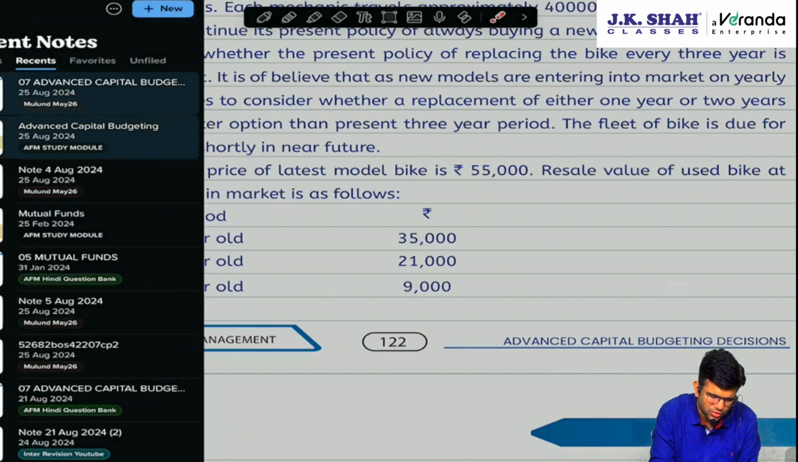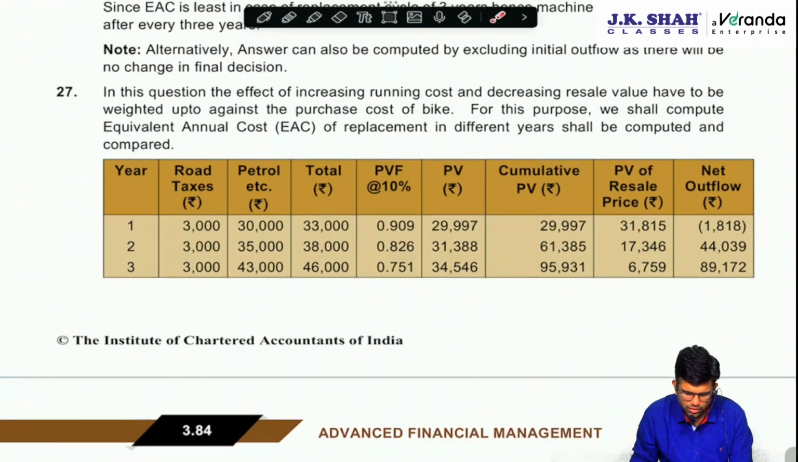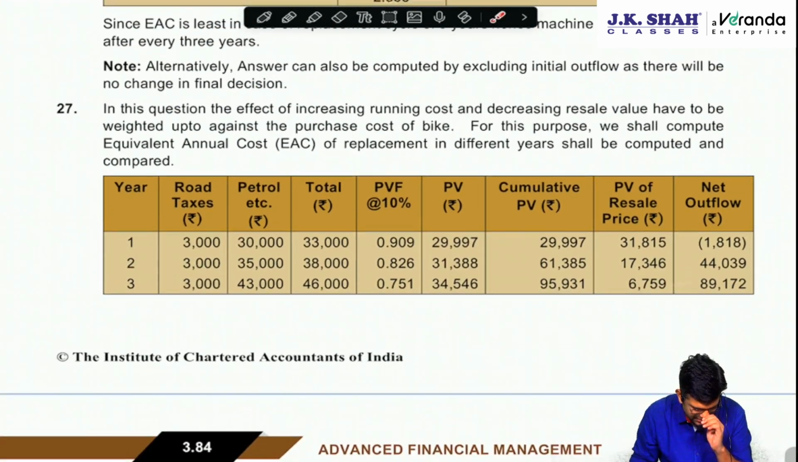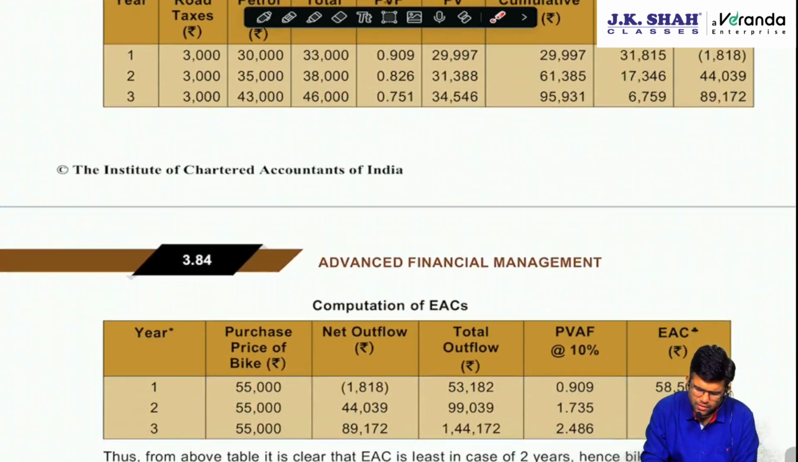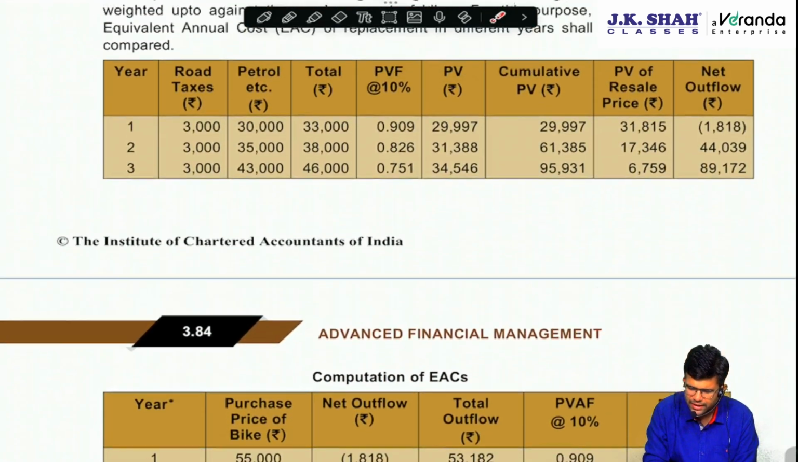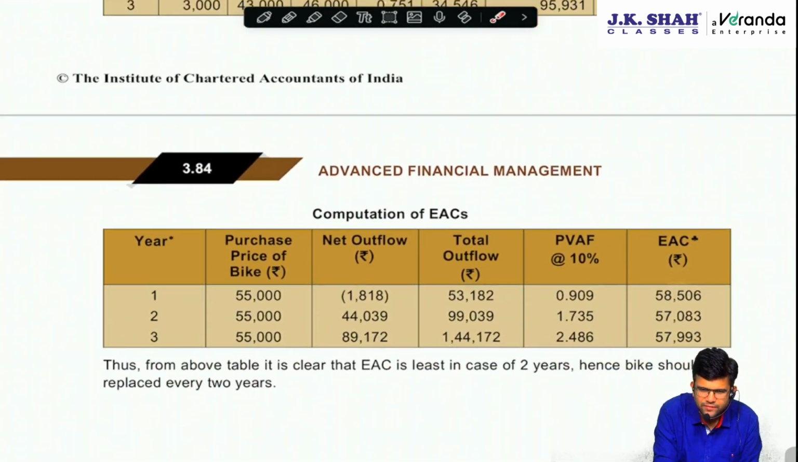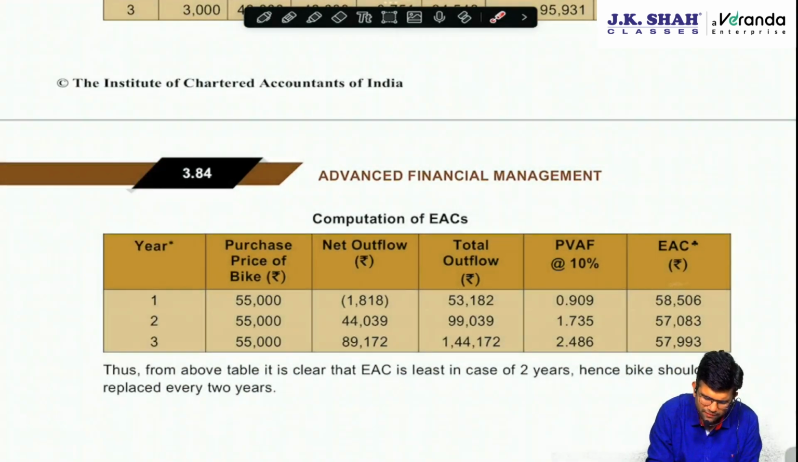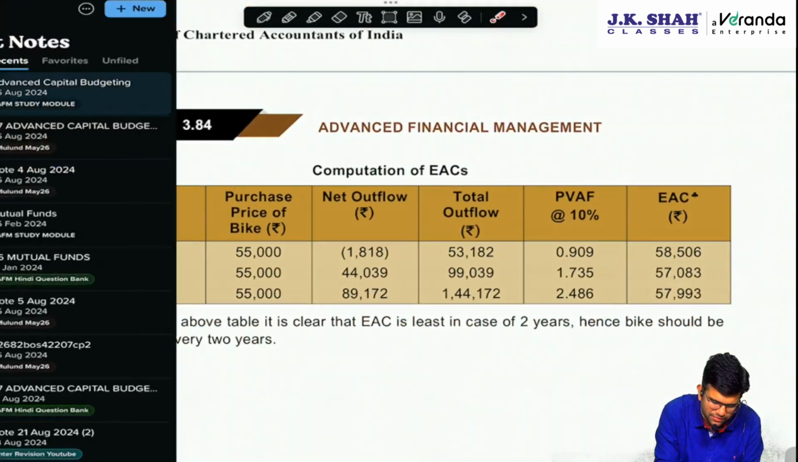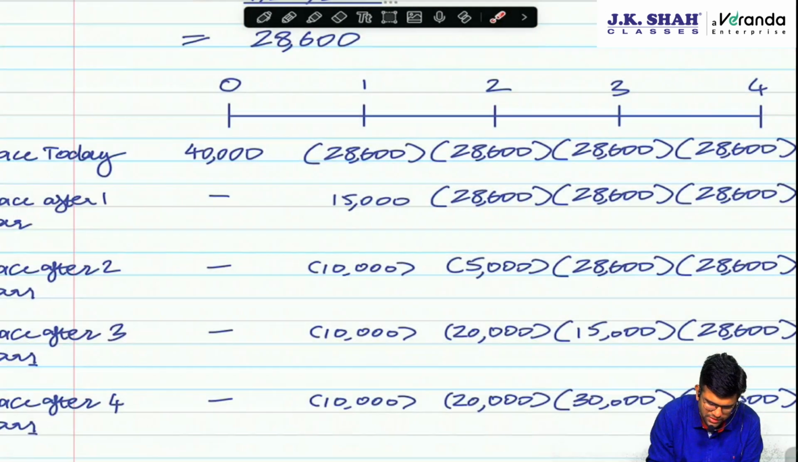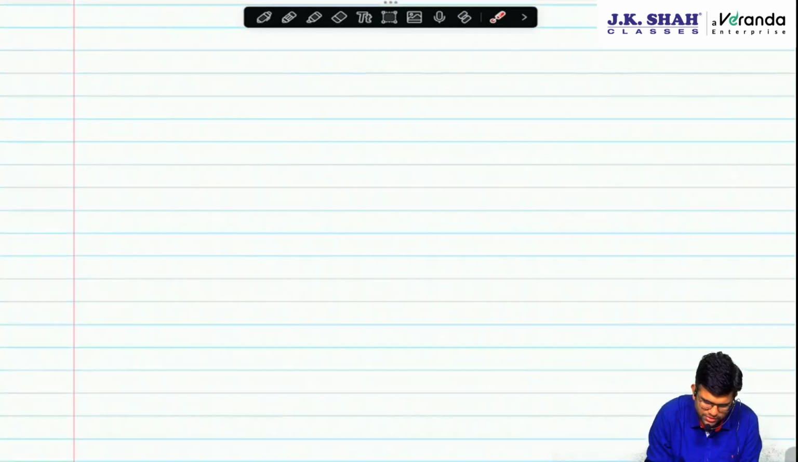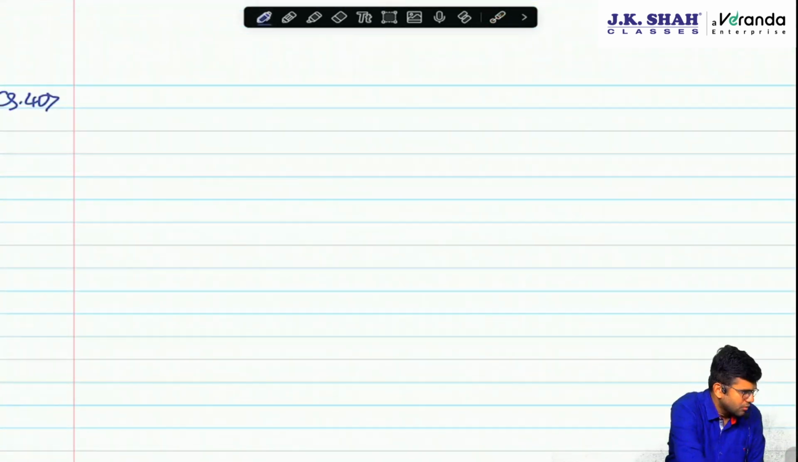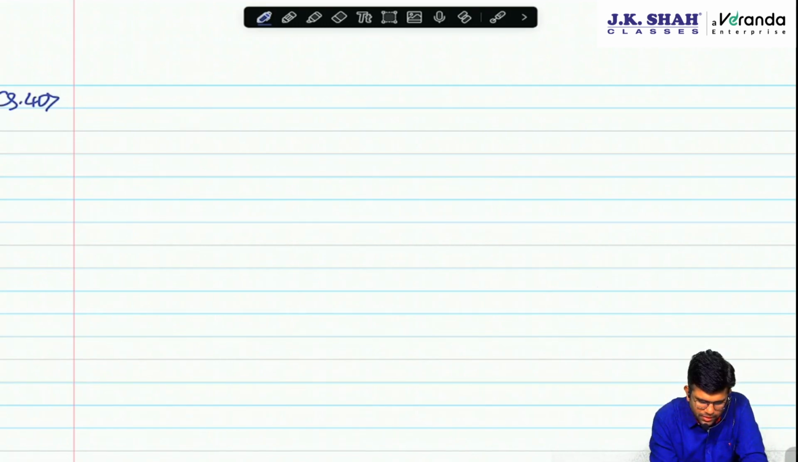So if I just quickly brush this through, you can see what the institute has done. They have used a little different kind of format. We will follow our own and let's see if our answer tallies. Okay, chalo. I understand what they have done, but we'll just go through our format first. Write down in your notebooks. Question number 40. Write down option 1: replace after 1 year.